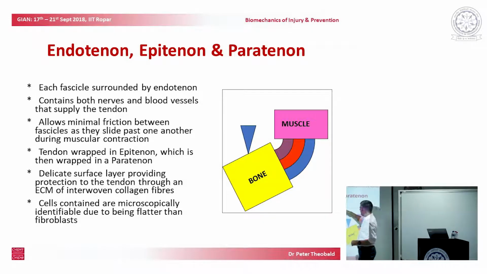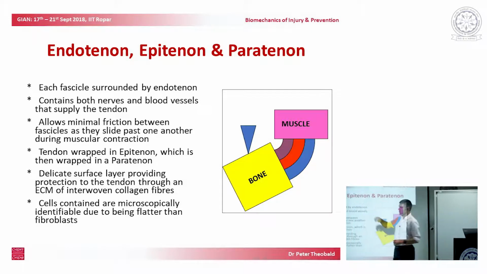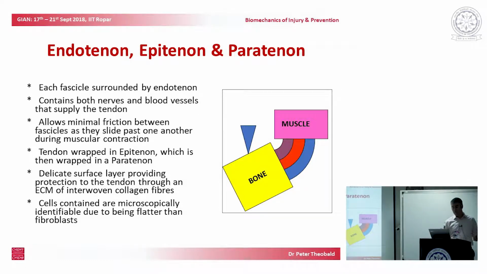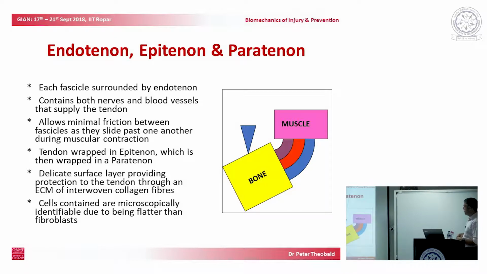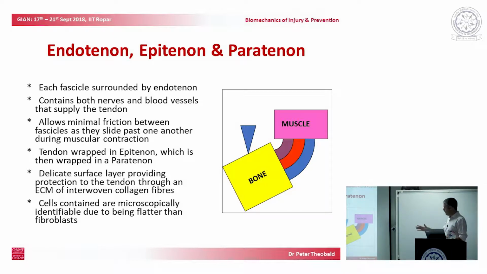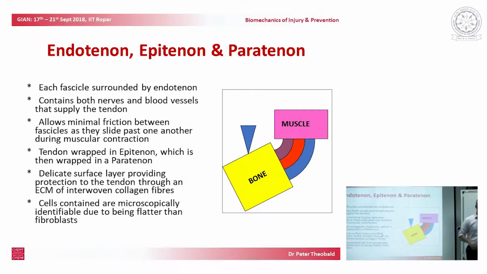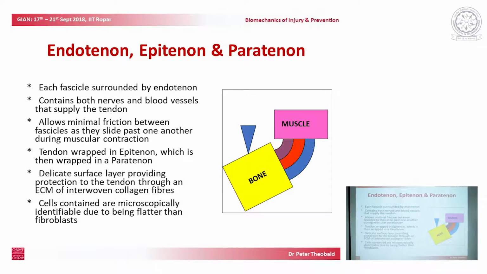Each fascicle is surrounded by an endotenon, and that contains both nerves and blood vessels to supply the tendon. But that structure allows minimum friction as the tendon does curve, and it curves all over the body, in the wrist and the hand and the ankles and so on. It curves and it allows the inner part of the tendon to slide relative to the middle, to slide relative to the outer side.